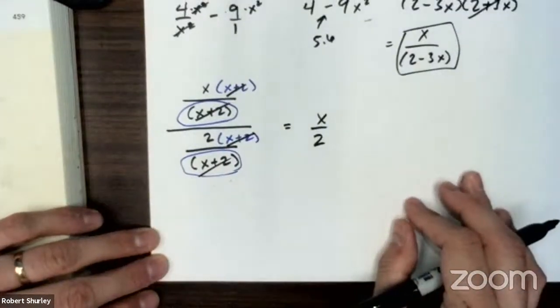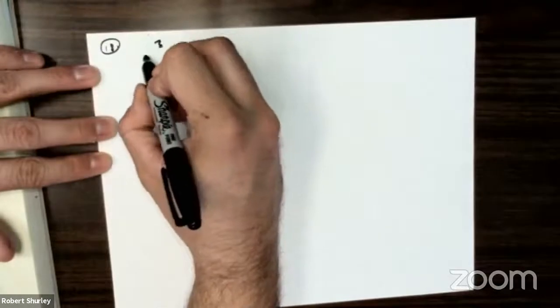Okay? But if we have something that doesn't cancel so easily, let's look at another example where we wind up with a fraction that just doesn't cancel as nice. Or clean, I should say. So let's look at number 18. We're going to do some cleaning up before we get to actually simplifying.